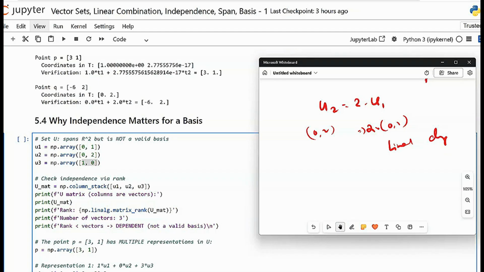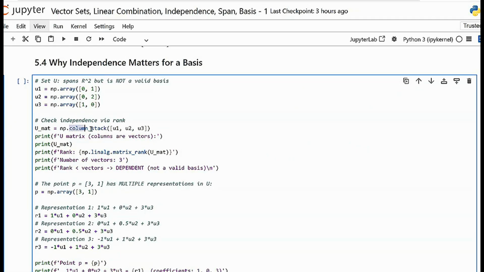Okay, now let me check with the vectors. We are going to do column stack, forming the vectors into a matrix. This exact line displays the matrix with a title. Next we are going to compute the rank. When we specify this, we are able to compute the rank, and it would be 2. Next, the number of vectors: of course we have 3 vectors, that is u1, u2, u3.